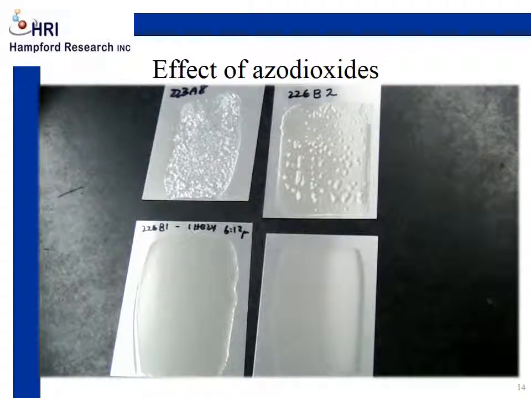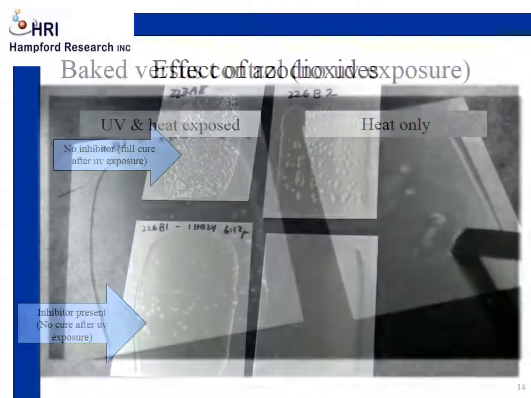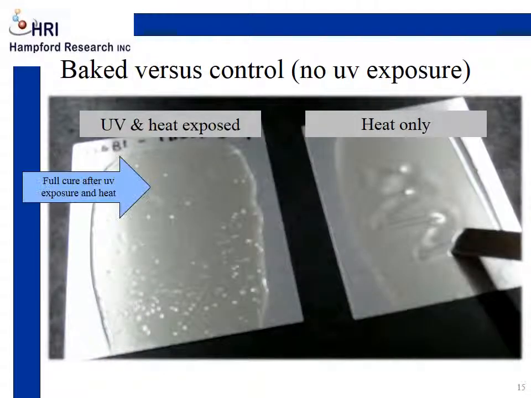You can see that here: the top two panels are an epoxy formulated without the use of inhibitor, and you can see when exposed to UV light, they cured fully. Whereas in the presence of the UVTS 52, the epoxy didn't cure and it remained liquid even after exposure to UV energy. Upon heating, you see that even with the UVTS, the epoxy cured completely, demonstrating the thermal reversibility aspect.